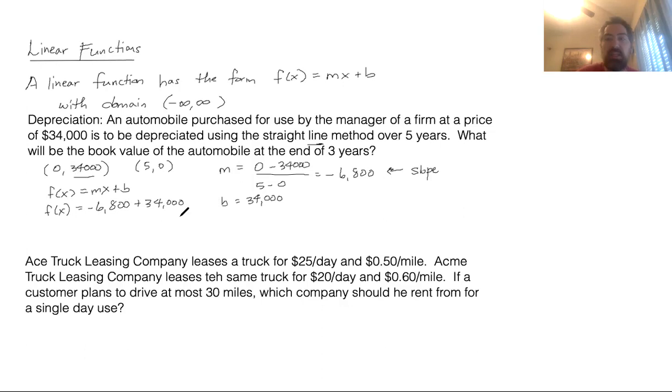So now we can answer the original question to this problem: what will be the book value of the automobile at the end of 3 years? So we have x equal 3. We'll simply substitute 3 into the function. There should be an x there. So negative 6,800 times 3 plus 34,000.